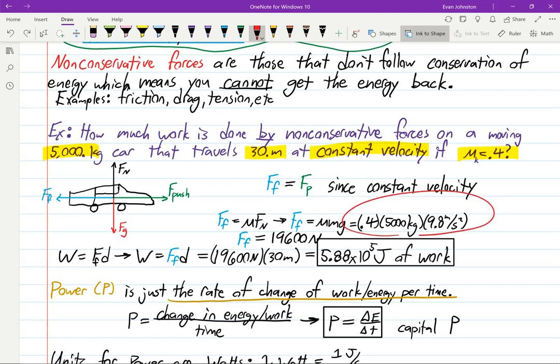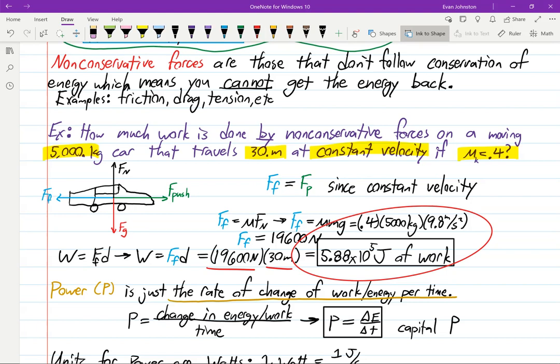So we know mu, we know m, we know g. We can just plug in all of this here, and we get that friction is this whopping 19,600 newtons. So what do we do with it? Well, that is our force, this non-conservative force that we want to find how much work it's doing. So I can just plug in my two numbers here, we have our force, we have our distance, and I get that this much work is done by non-conservative forces.